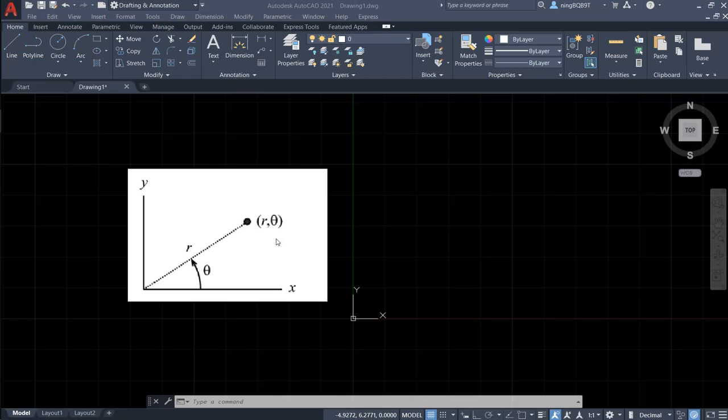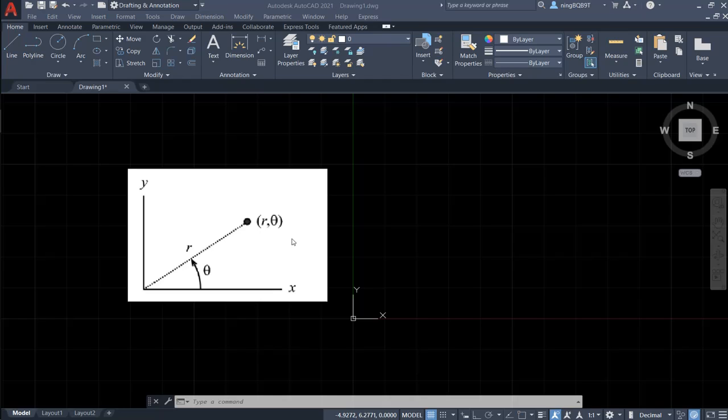In this system, the point is using r, theta instead of x, y in the Cartesian coordinate system. The r is the distance between the point and the origin 0,0, and the theta is the angle between the radial line and the x-axis. Here is the angle theta.